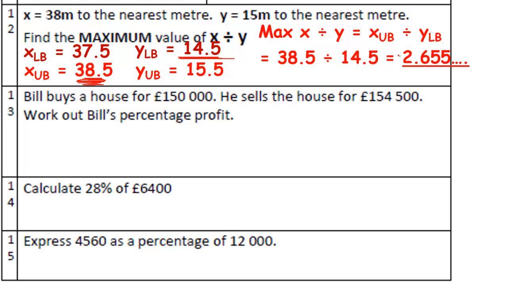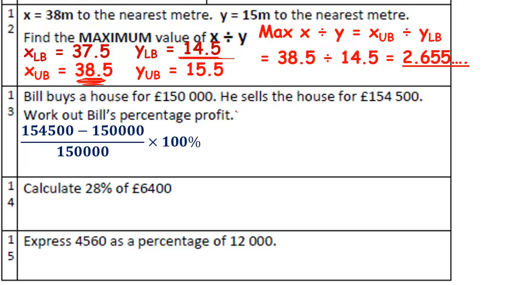Question 13. Bill buys a house for 150,000. He sells it for 154,500. Work out Bill's percentage profit. So what's his profit? I need to take away 150,000 from 154,500. That's his profit. It will be 4,500. How much did he pay for the house? The original value was 150,000. That's what goes at the bottom.